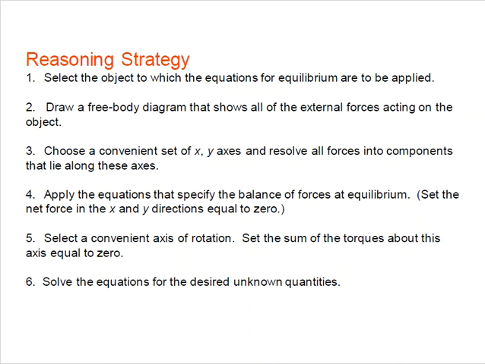Again, we're dealing with equilibrium problems. Select a convenient axis for rotation. Now, for that convenient axis, you might want to take one of the torques that's going to be really hard to calculate, and put your axis of rotation right there. That way you don't have to calculate it. The lever arm is 0. The distance from your axis of rotation is 0, so there is no torque there. Set the sum of torques about this axis equal to 0. Solve all the equations for any desired unknown quantities.